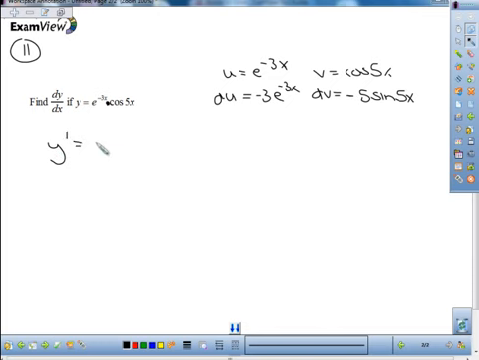So the derivative is going to be the derivative of u times v plus the derivative of v times u.